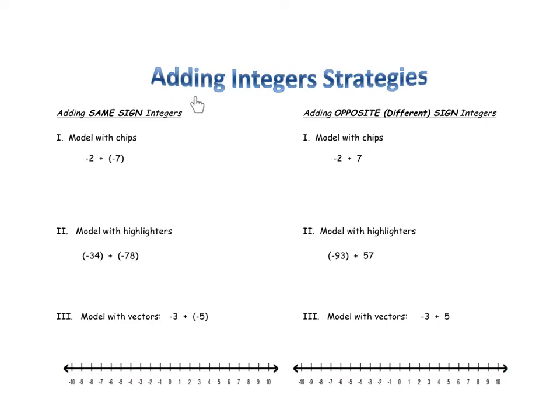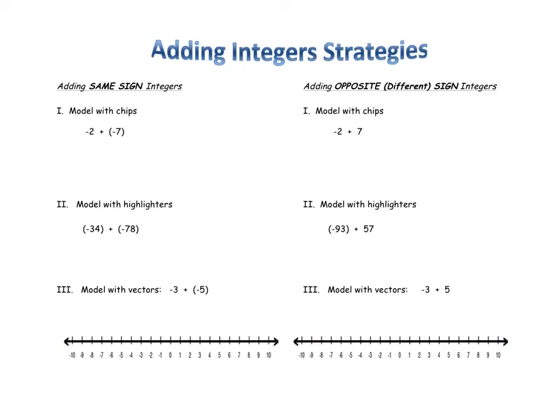Today we're going to talk about adding integer strategies, and we've actually talked about a few of these. We're going to model with chips or counters. We've modeled with vectors already. We're going to talk about a new strategy using the highlighters, and you can see that these numbers are larger. And on the back side, we're finally going to talk about the rules. So let's go ahead and start with the number lines.